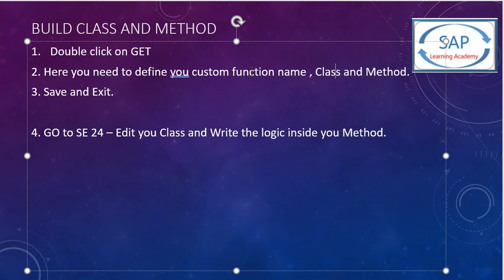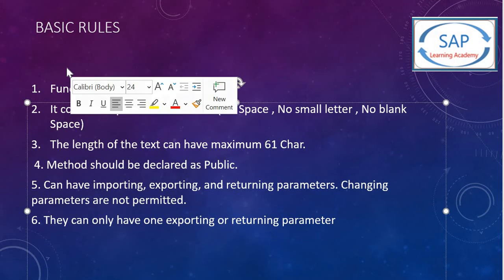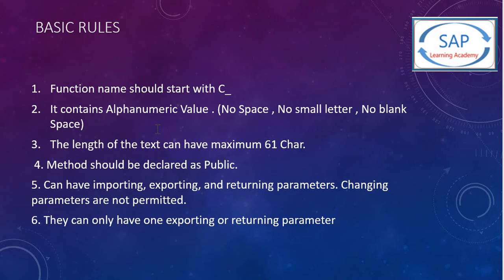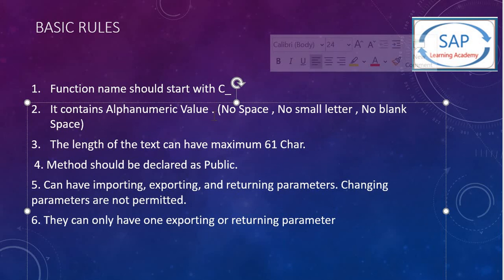But there are some rules that you should also follow. Let me tell you on this screen. The function that you will be building, that name should start with capital C underscore, then whatever name you like, and it should follow alphanumerical values like 1 2 3, or anything A to Z in caps. There should not be any space, no small letter, no blank space, and no special character as well. And the length of the function name should be a maximum of 61 characters.